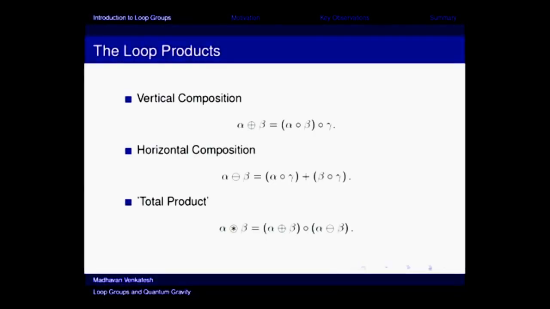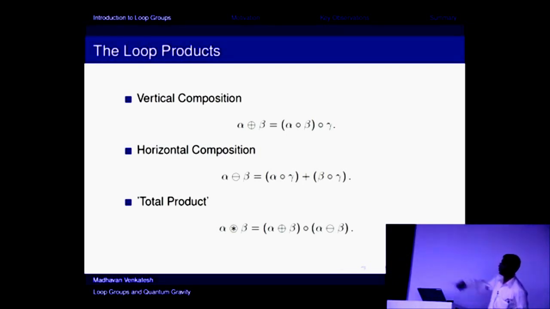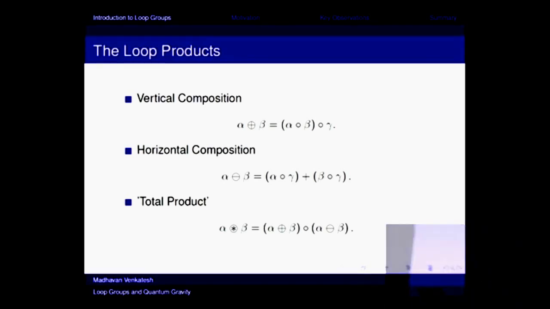Next, with the help of that composition, we introduce new products. The first one is what I call the vertical composition. We'll get to what that gamma is over there, and alpha and beta are loops. And the next one is a horizontal composition. These things may seem a little ill-defined at first, but we'll see a little later what they actually mean. And another one called the total product.